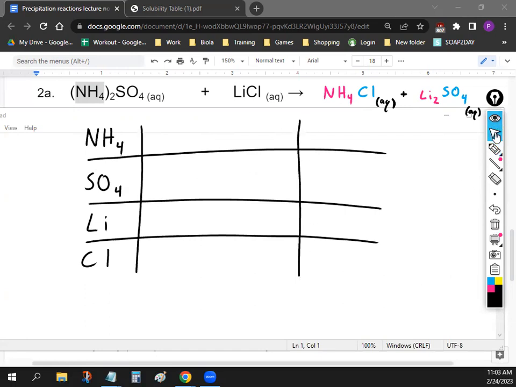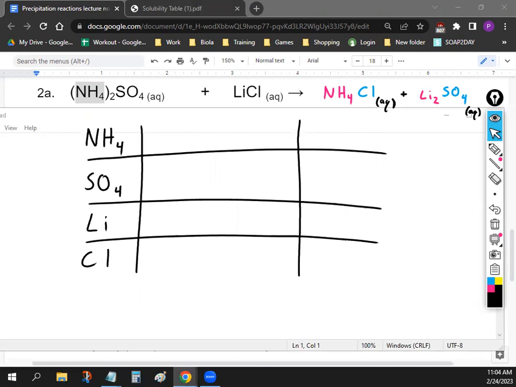And what we're going to do is count how many of each we have on both sides. Okay. I'll give you a second to copy down that table, and then we'll count them together. Okay, guys, let's count them up together.